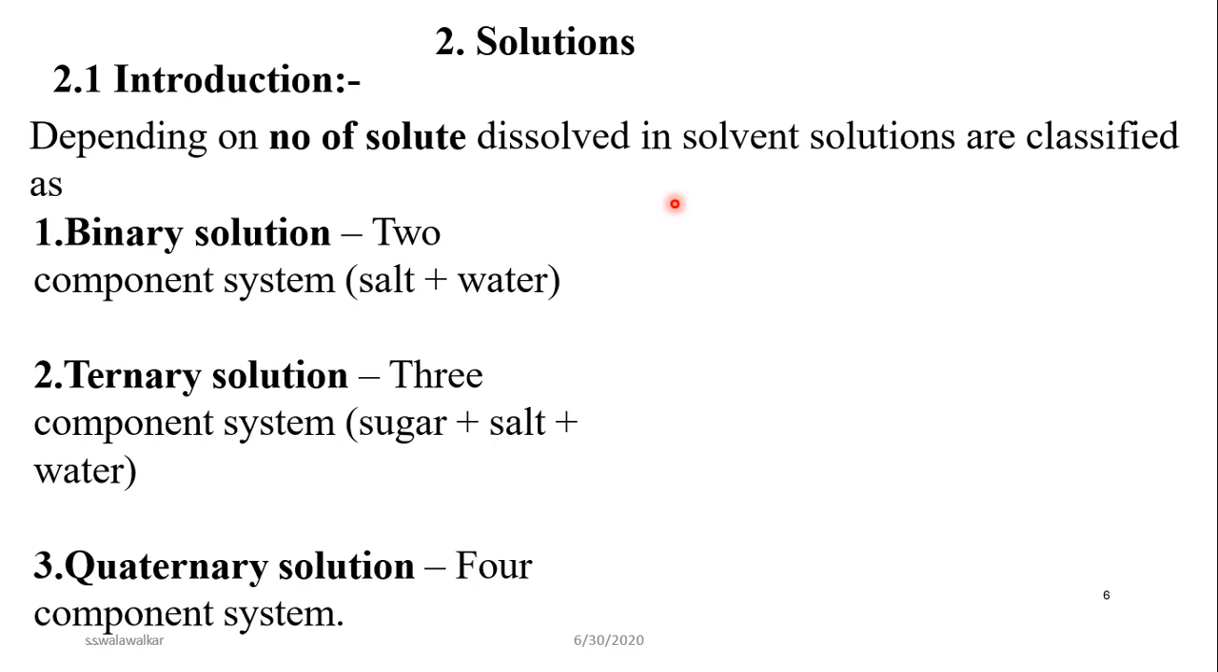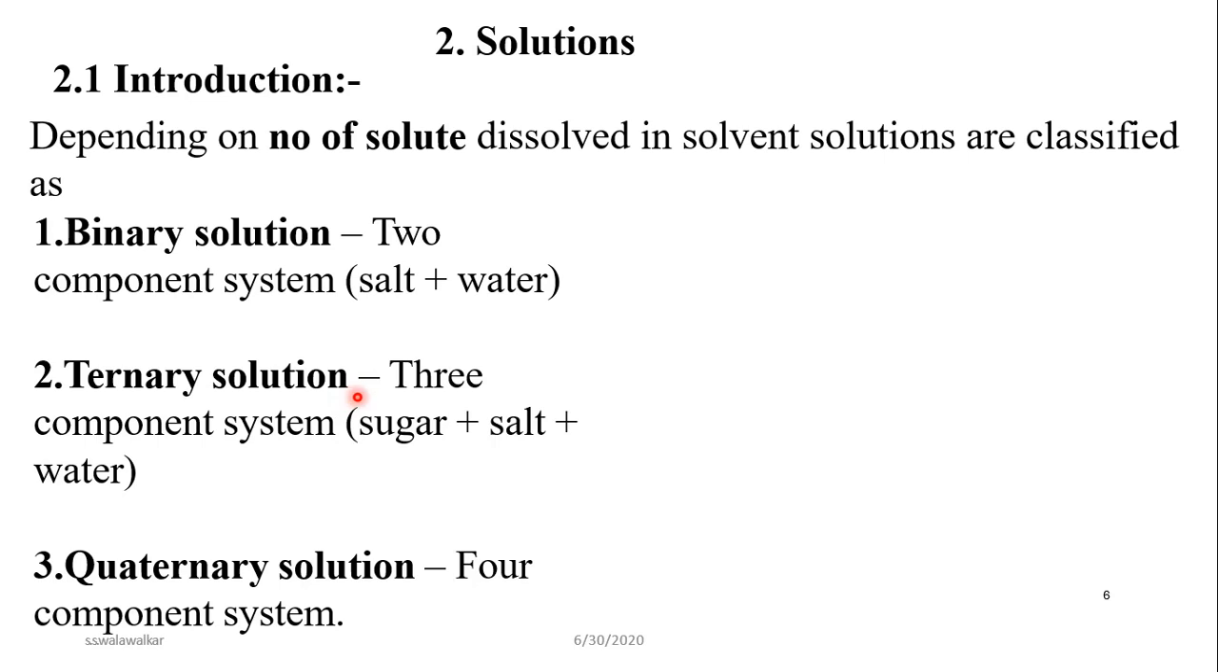It contains only two components, copper sulfate and water. So it is an example of binary solution. Sugar dissolved in water, example of binary solution. Salt dissolved in water, example of binary solution. So binary solutions contain only two components. One is solute, another one is solvent.